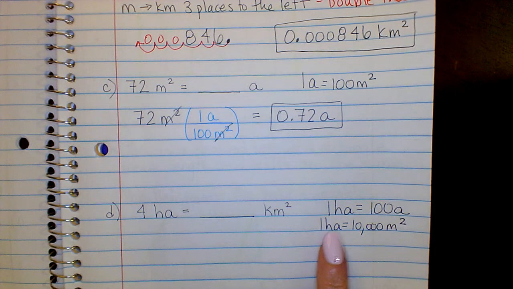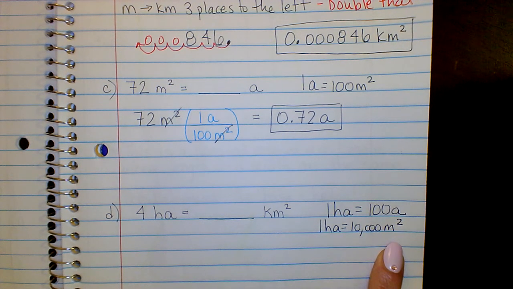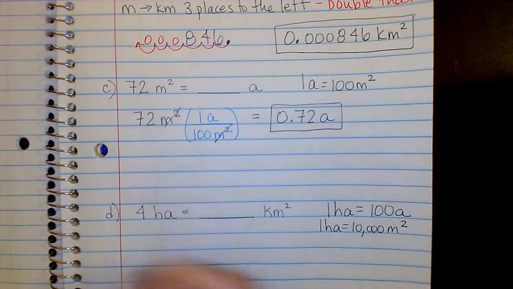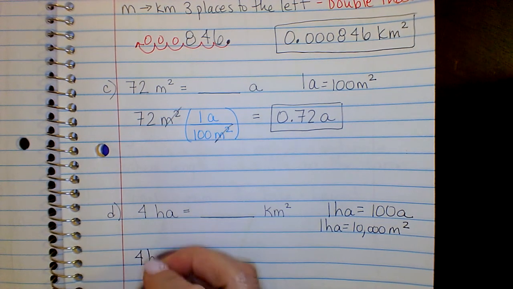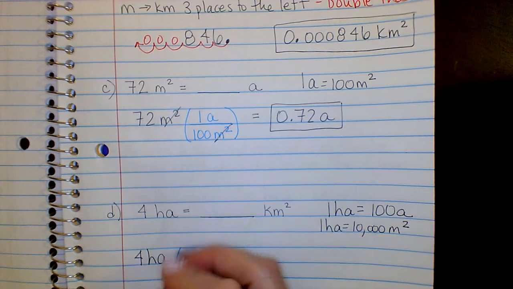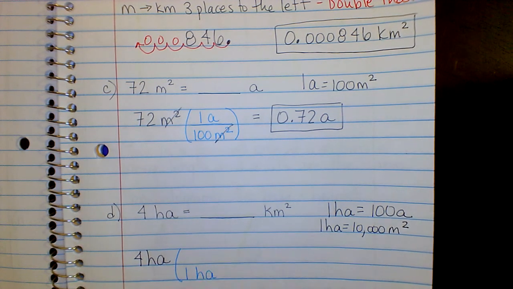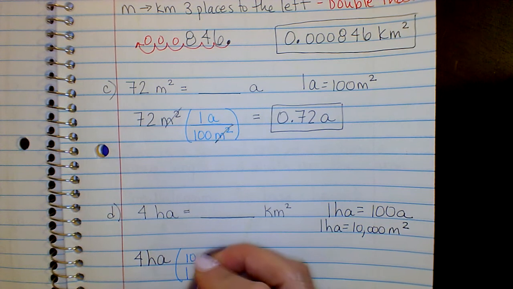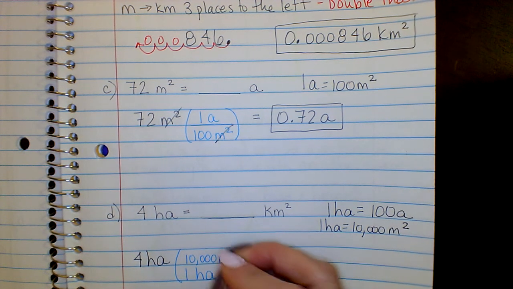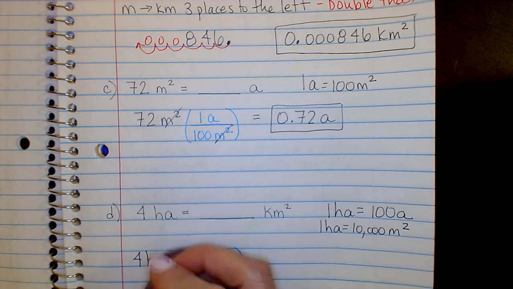So I think I'm going to use this conversion and go ahead and convert it to square meters and then convert the square meters to square kilometers. So this one's going to be really unusual because I'm going to have to use both the conversion factor and the stair steps. So that's why I picked this one. So 1 hectare is 10,000 square meters.